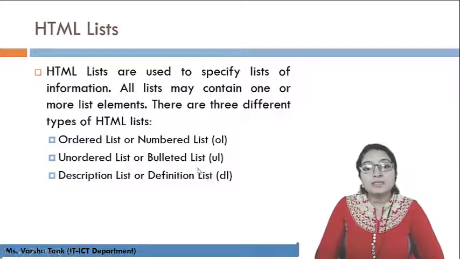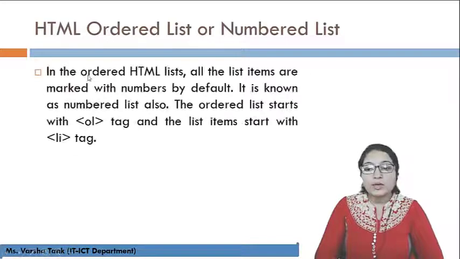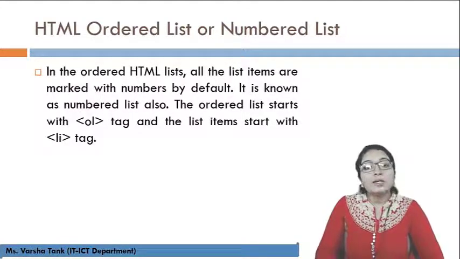So let's see these lists one by one, how to define them in HTML, and what different attributes we can specify using them. Let's start with the HTML ordered list, or numbered list. In the ordered HTML list, all the list items are marked with numbers by default. It is also known as the numbered list. So whenever you use this OL list, by default it will define a number for each and every list item that you have defined.